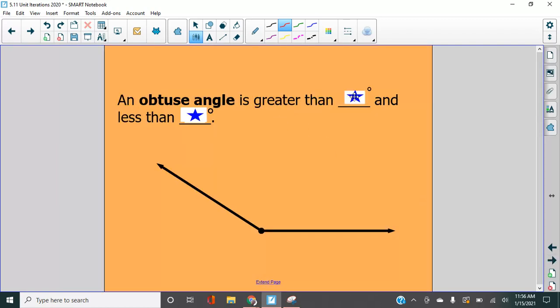Obtuse. All right. An obtuse angle is greater than 90, but less than 180. So if this were pointed straight up right here like this, well, that's not very straight, but that would be 90. But this is more than 90. What's your estimate? How far do you think this is open? More than 90, but less than 180. It's less than 180 because if it was 180, it would be straight. What do you think?